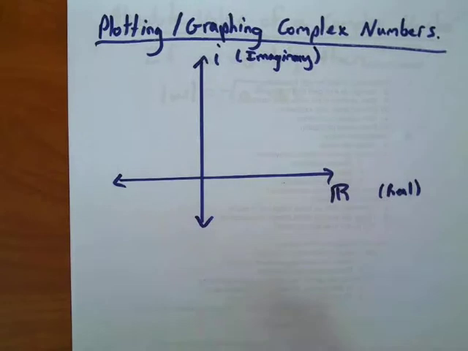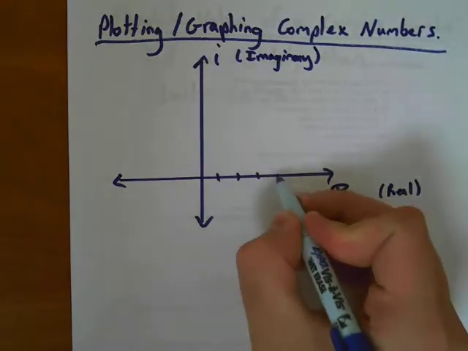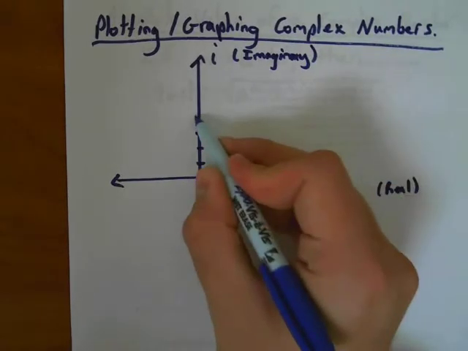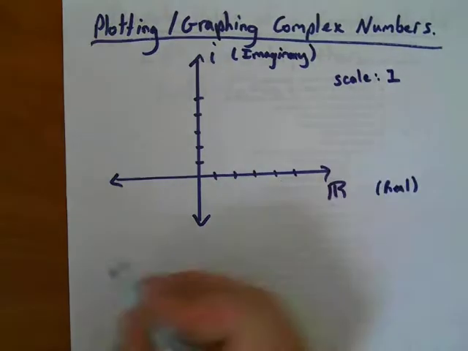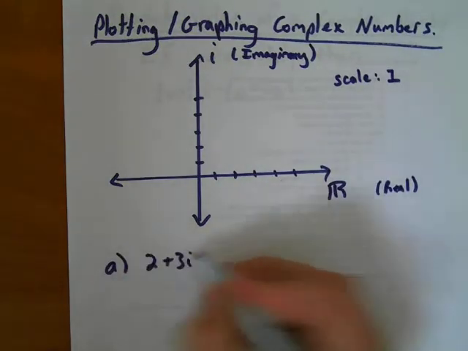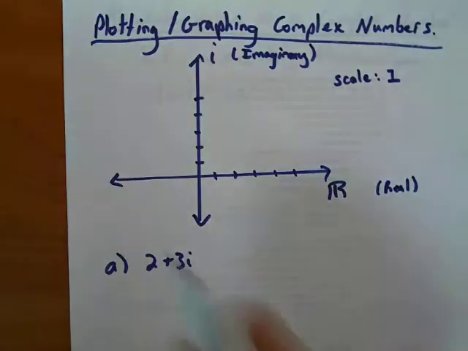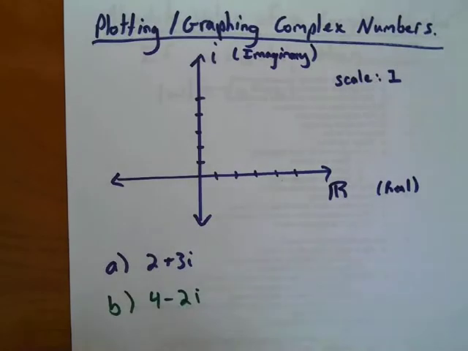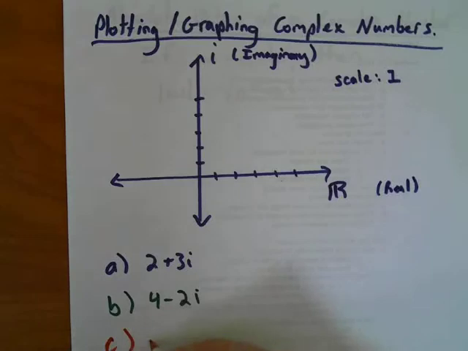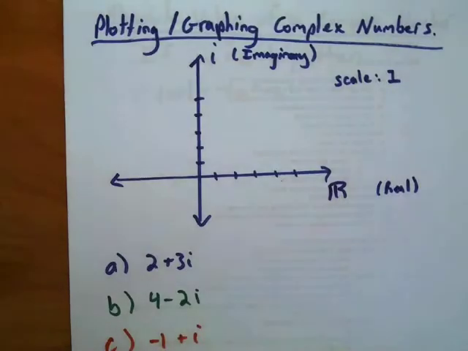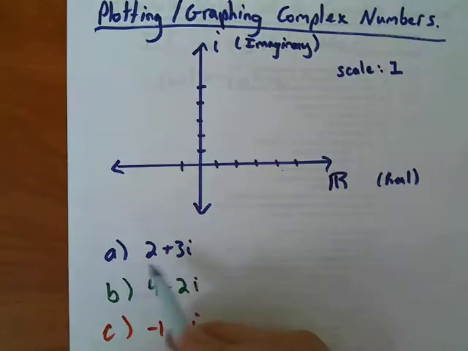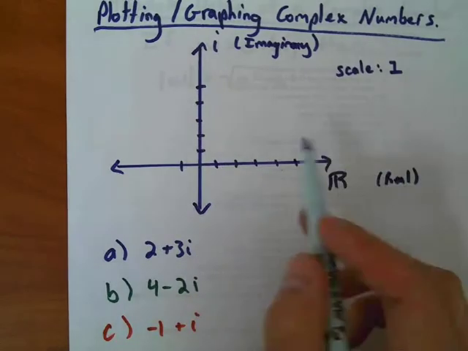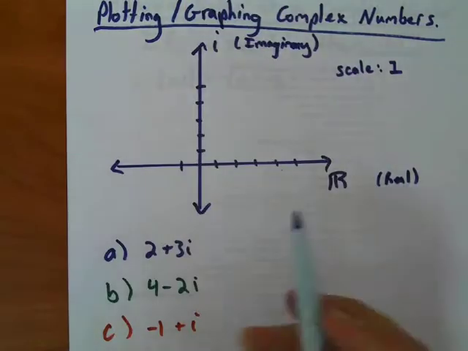So, for example, let's say we want to plot, and let me get some marks on here, these three imaginary numbers: 2 plus 3i, 4 minus 2i, and negative 1 plus i. First we'll plot 2 plus 3i. You look at the real component, it's 2, and the imaginary component, it's 3. Essentially, to graph this on our imaginary graph, and again, this doesn't actually exist, but we can still graph it.